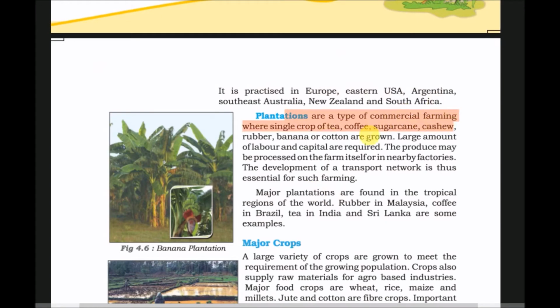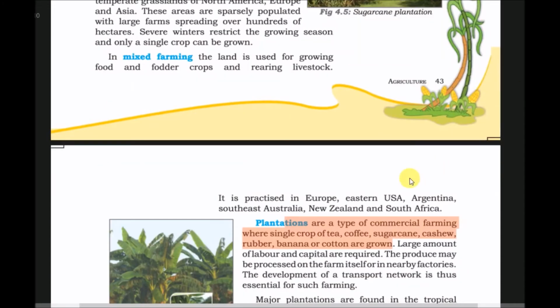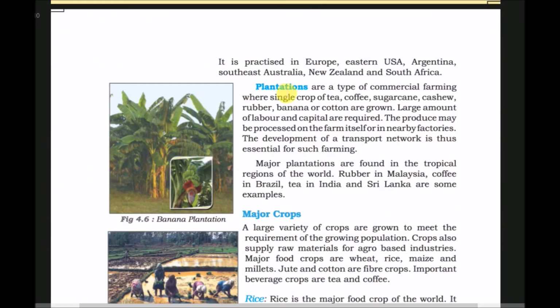Now plantations are a type of commercial farming where a single crop of tea, coffee, sugarcane, cashew, rubber, banana, or cotton is grown. So one big crop will give only one type of useful thing. You can see that sugarcane is singular, but if you grow grapes, they come in bunches, so it is not a plantation. That goes to horticulture and viticulture. Now they are the examples of plantation.